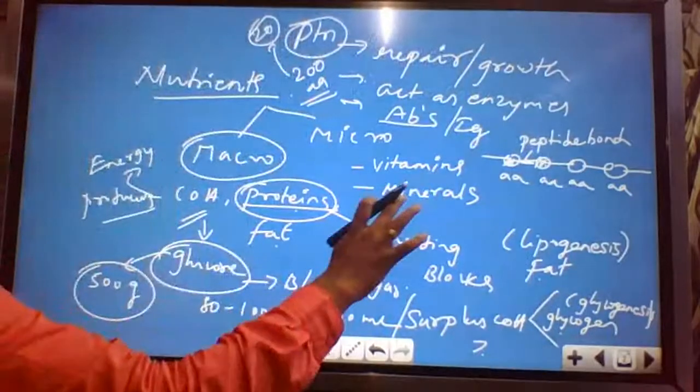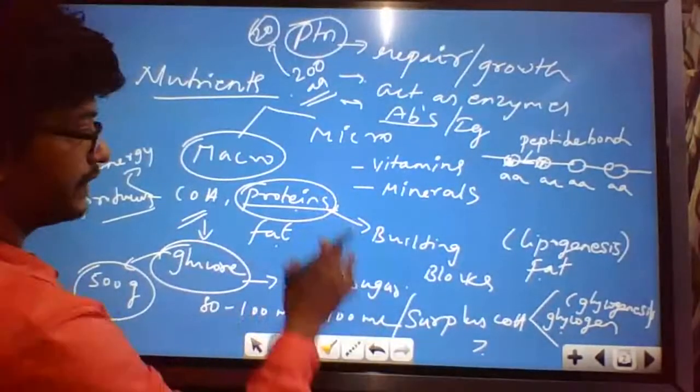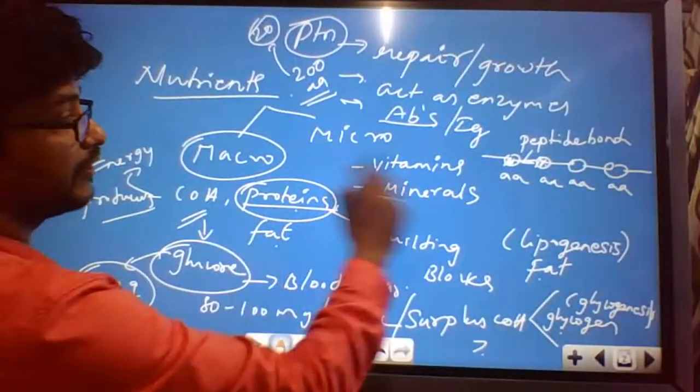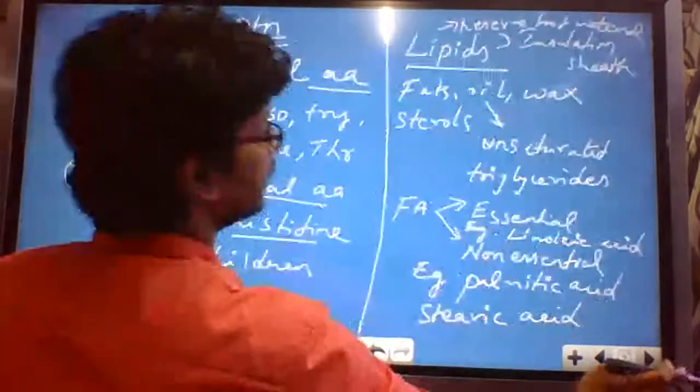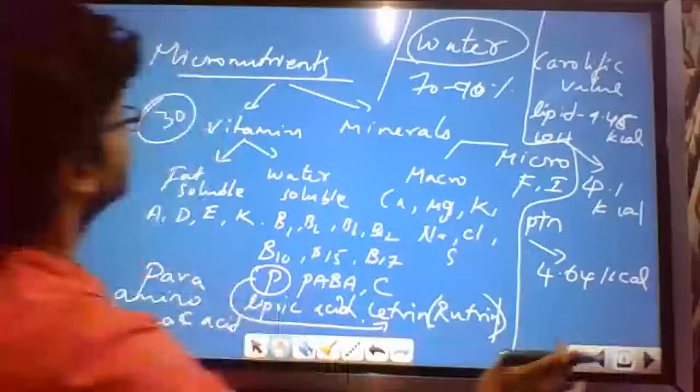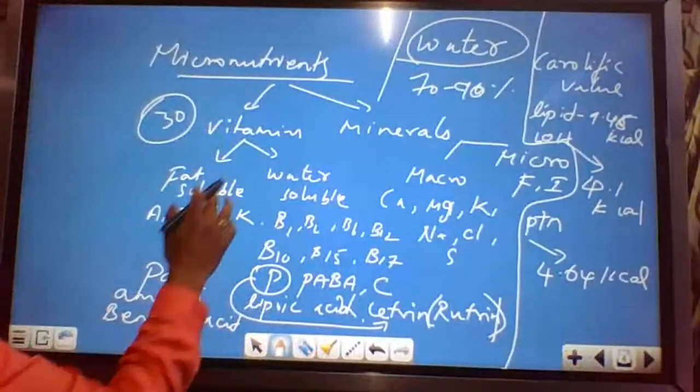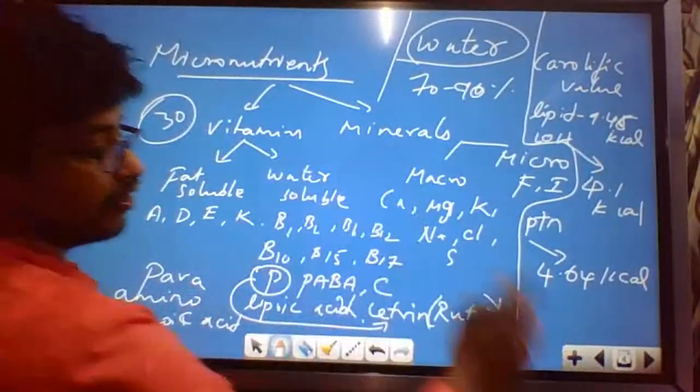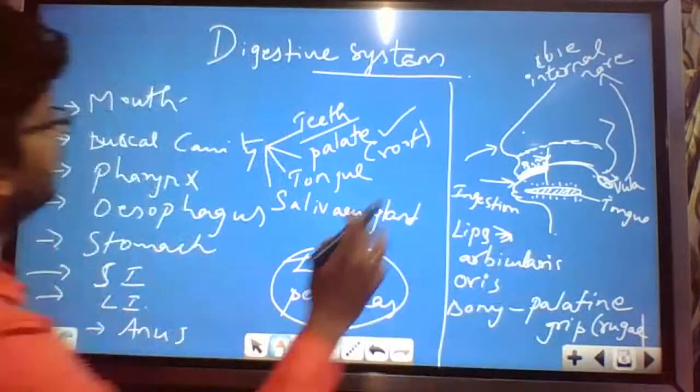And we discussed the nutrients, micronutrients and macronutrients: the proteins, carbohydrates, fats, and the micronutrients, vitamins and minerals. And we discussed the essential amino acids, non-essential amino acids and everything. Then for micronutrients, we discussed vitamins, minerals, the calorific value. Then we discussed the digestive system.